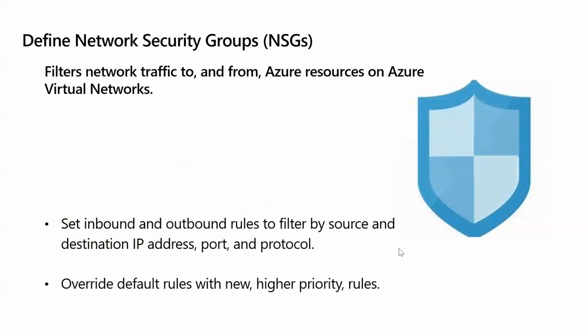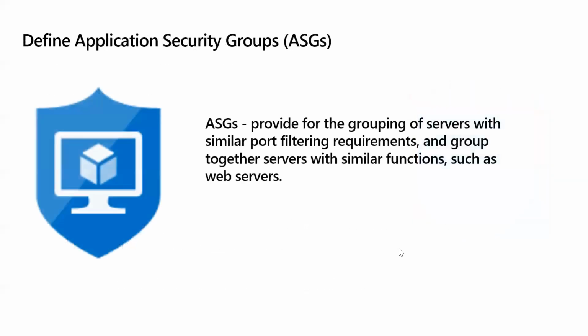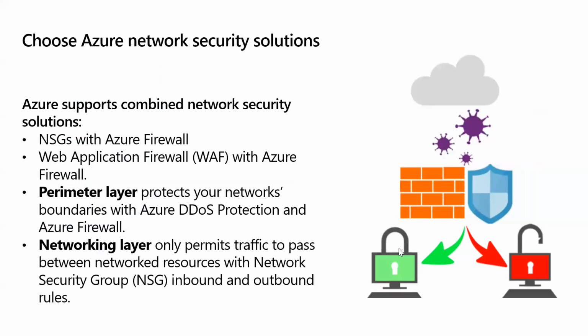Okay. Then the next one is the network security group. It filters the network traffic to and from the Azure resources on an Azure virtual network. Okay. And then the application security group. It allows you to reuse your security policy at scale without manual maintenance of the IP addresses. Basically, the ASG provides for the grouping of servers with similar port filtering requirements, and groups together servers with similar functions, such as web servers. So together, the firewall, web application firewall, DDoS, everything you can get as network security solutions.